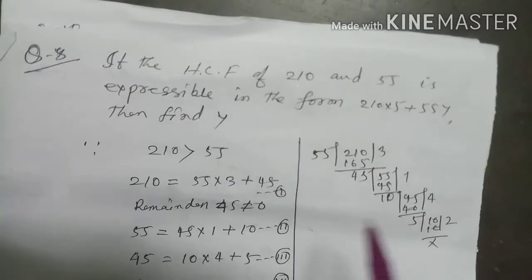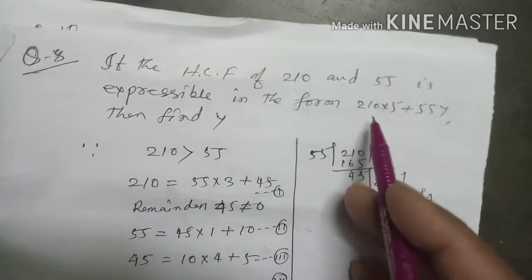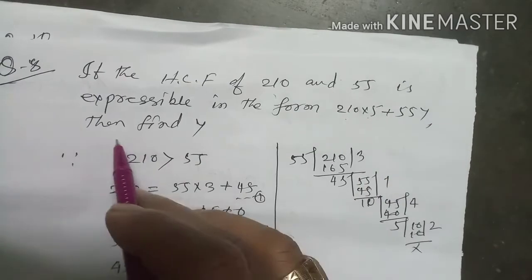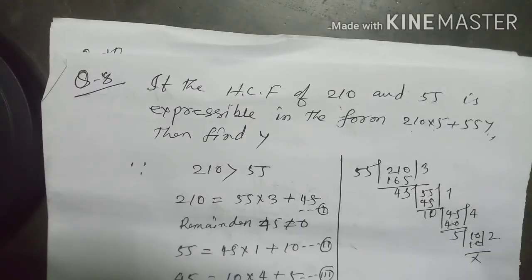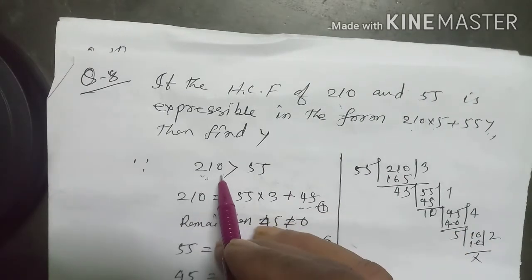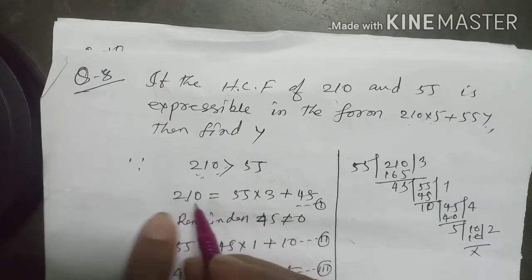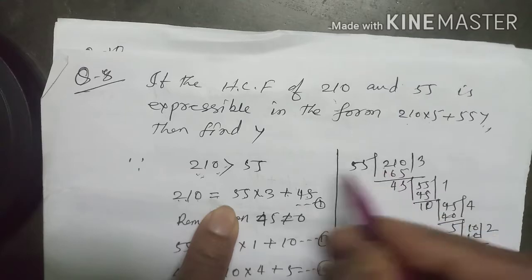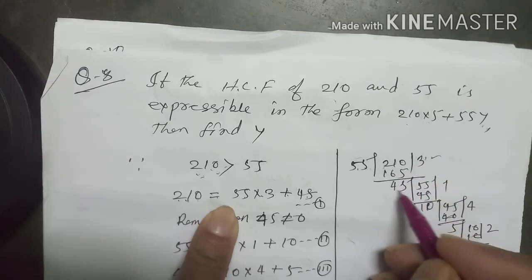Question number 8. If the HCF of 210 and 55 is expressible in the form 210 into 5 plus 55y, then find the value of y. So we have to use the Euclid division lemma in this process. Since 210 is greater than 55, 210 can be expressed as 210 equal to 55 into 3 plus 45. That means we divide 210 by 55, quotient 3, remainder 45.